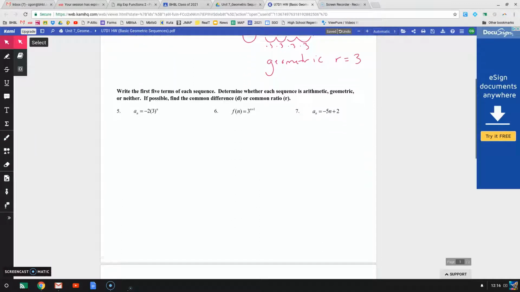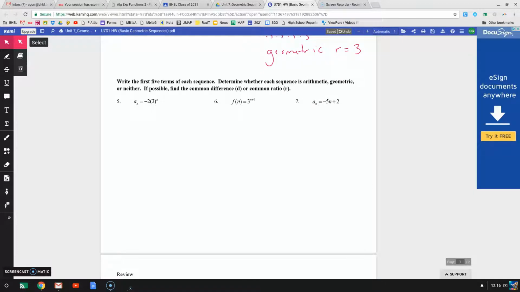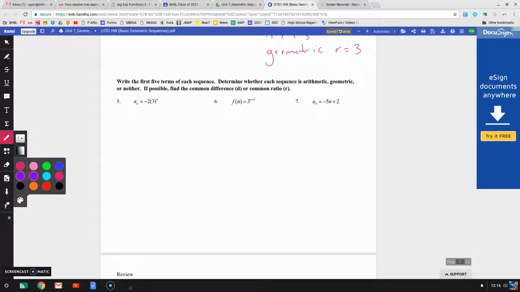Moving on to number 5. Number 5, again, I'm trying to determine the type of sequence that is given. So if I want to write the first 5 terms of the sequence, I first want my a sub 1. So a sub 1, -2 times 3 to the 1. So multiply that together, and I'm going to get -6.